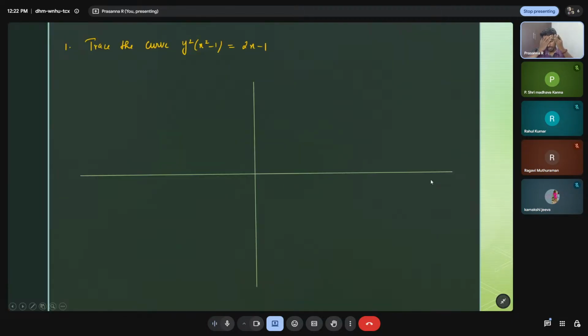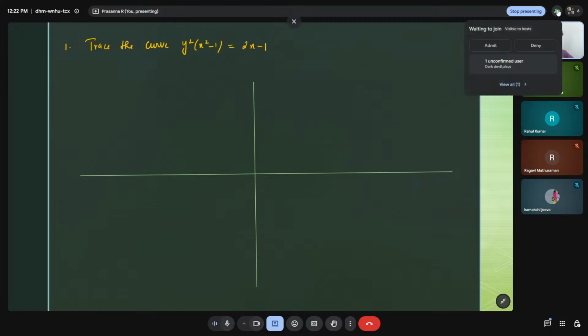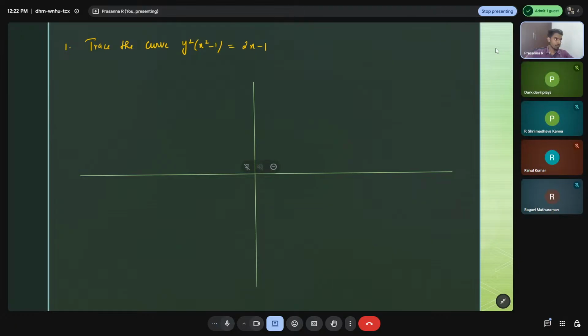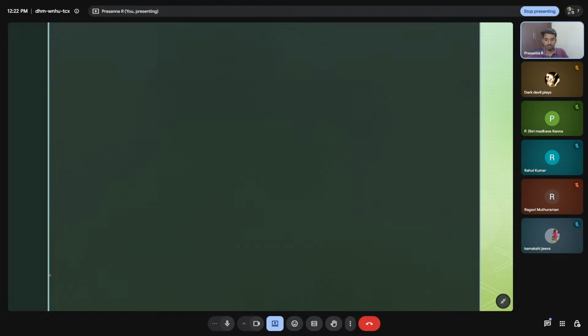So trace the curve. See, 5 things we'll be looking at, right? The 6th thing is optional, but the 5 things we surely need to look at. The first is we need to check whether the curve is symmetrical about x-axis and symmetrical about y-axis, right? First thing is symmetry. We need to check whether the curve is symmetrical or not. So A is symmetry.